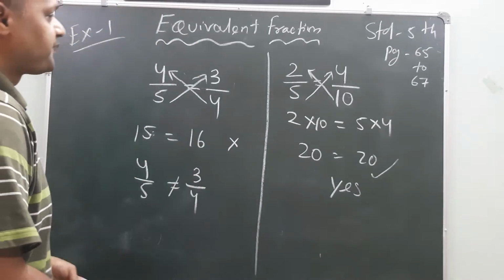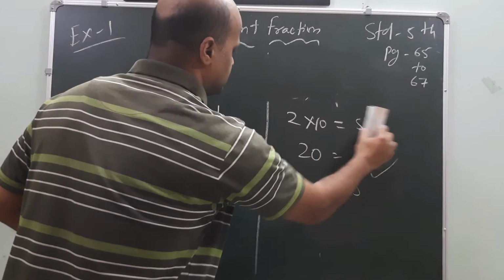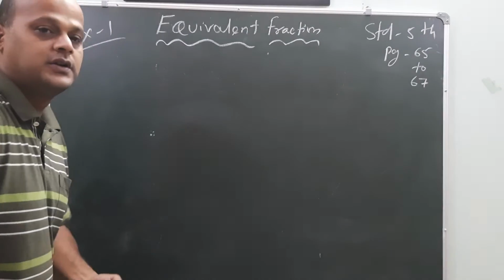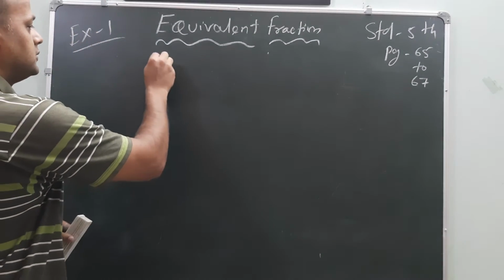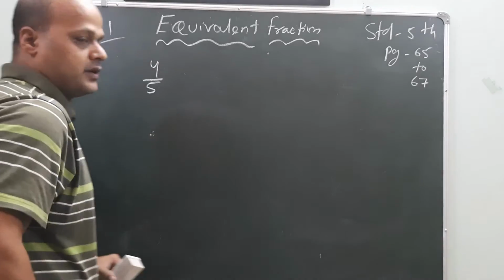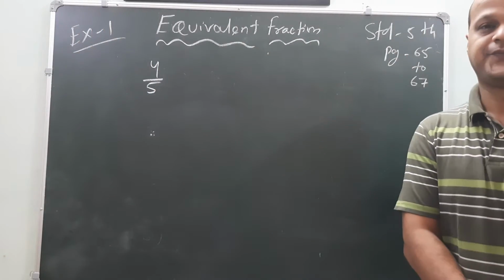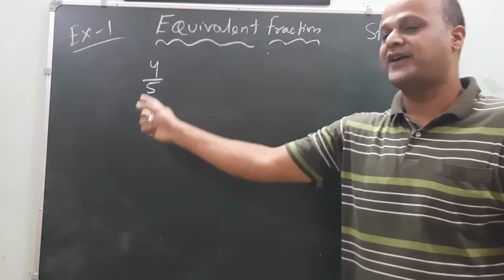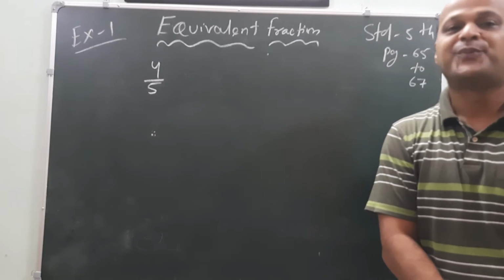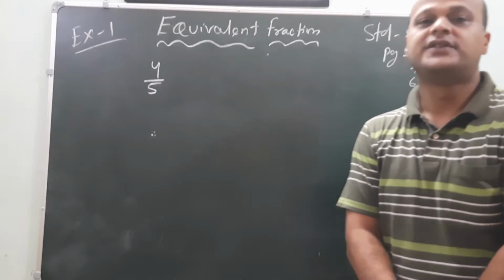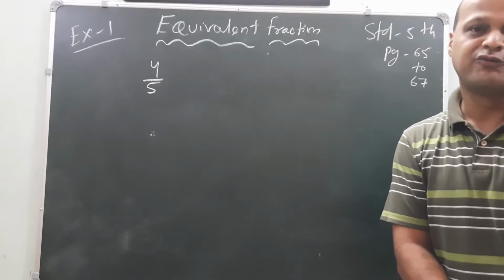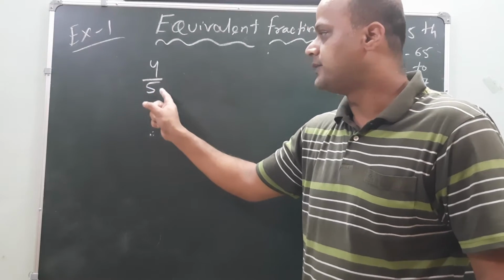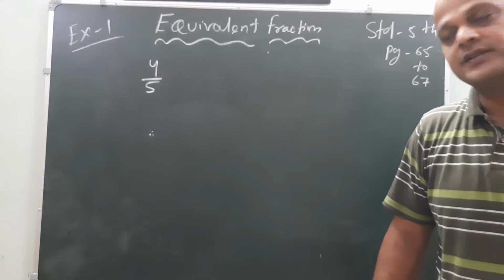Now, just a recall. How will you read the fraction? Yes, 4 by 5. The question is right now, which one is the numerator and which one is the denominator? Yes. 4 is the numerator, 5 is the denominator. Understood, my dear friends? Now come to the point.